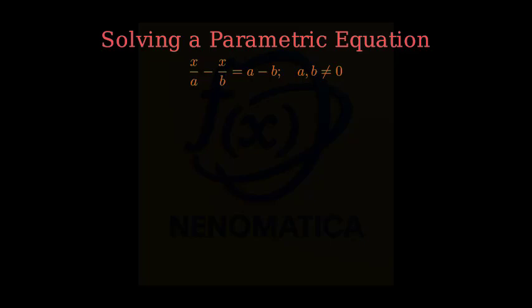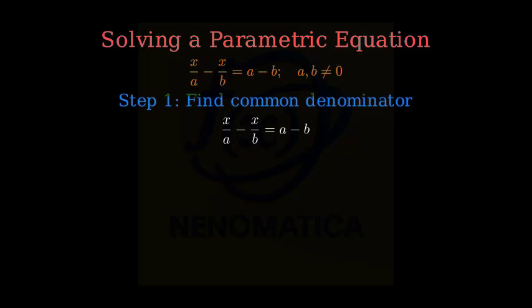First, let's combine the fractions on the left side by finding a common denominator. We have x over a minus x over b. The least common denominator is ab.